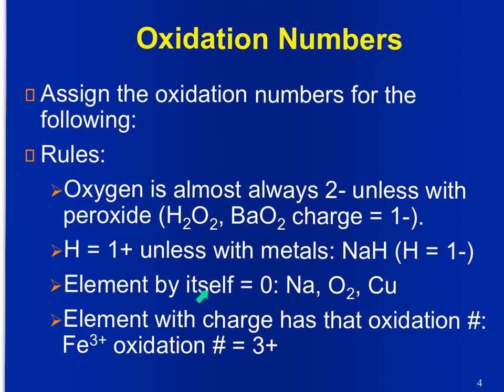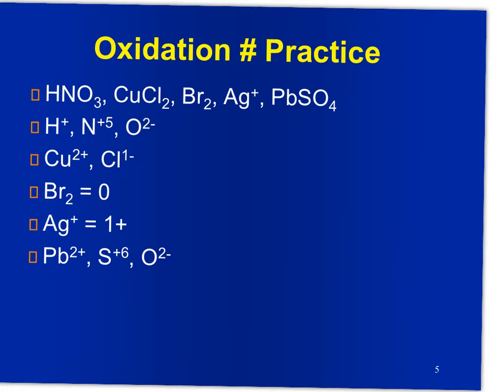And an element by itself, if it's just written like Na, O2, or Cu, has a charge of 0. And an element with a charge has that charge. So if you see Fe3+, it has a charge of +3. Let's do some oxidation number practice.